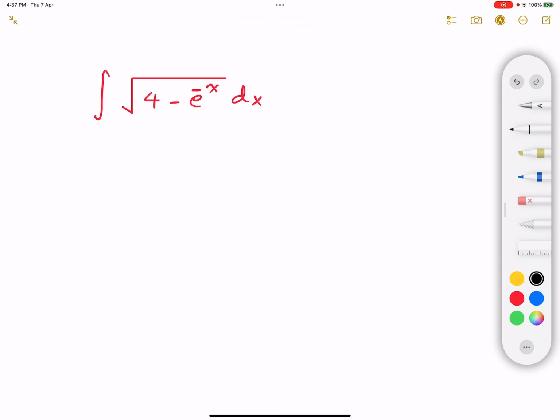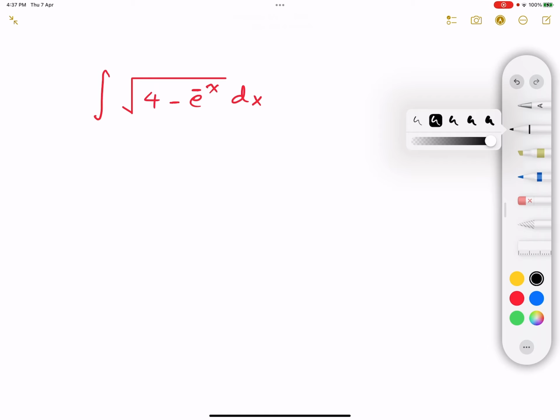In this video, I'm going to teach you how to solve for this indefinite integral of the square root of 4 minus e to the power minus x dx. To solve this integral, first of all, let's get rid of the square root. So we can do a simple u substitution here.